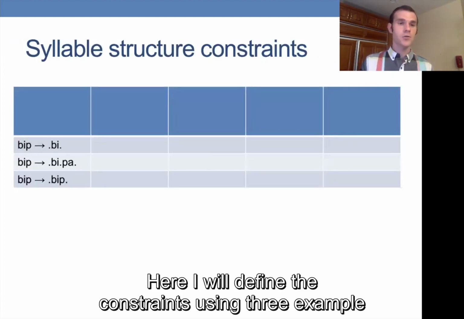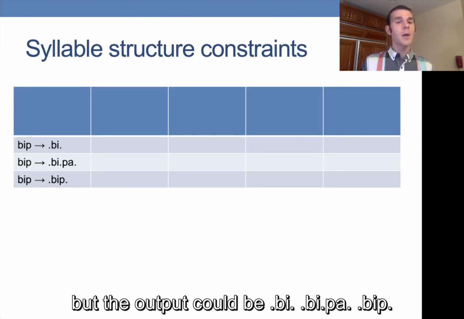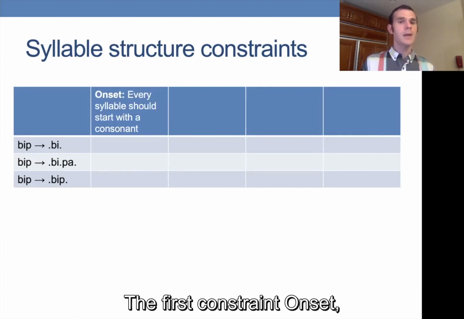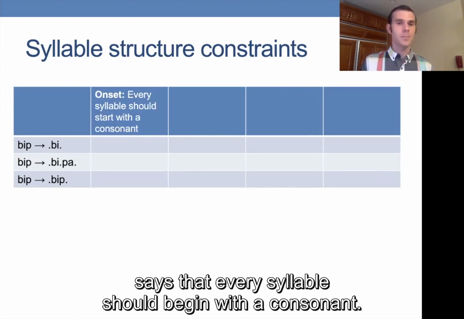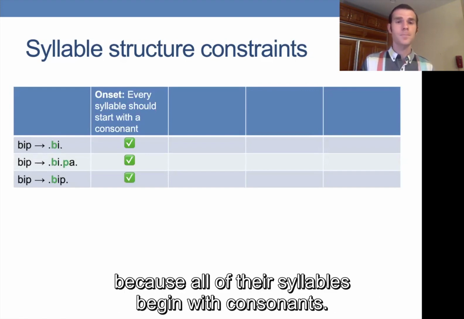Here I will define the constraints using 3 example input-output mappings, where the input is always BIP, but the output could be bib, bip-ha, or bip. The first constraint, onset, says that every syllable should begin with a consonant. All 3 examples satisfy this constraint because all of their syllables begin with consonants.